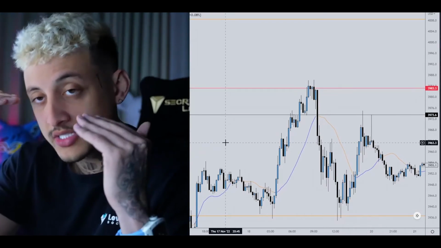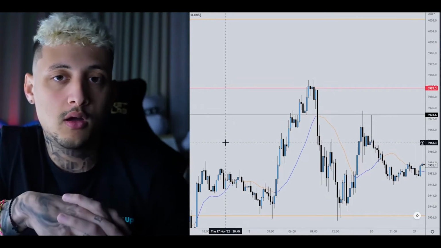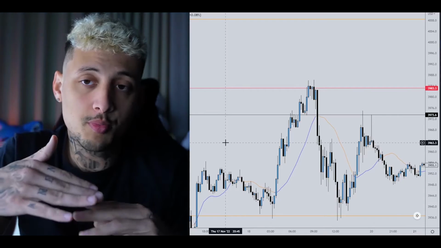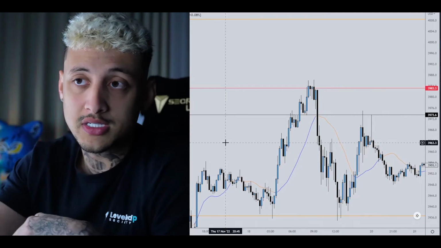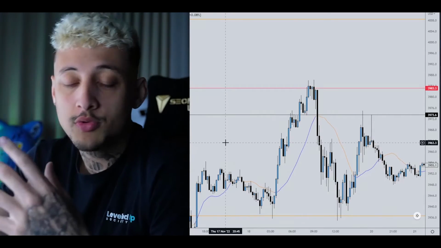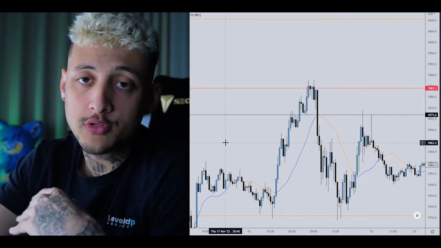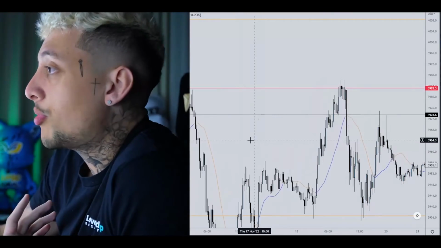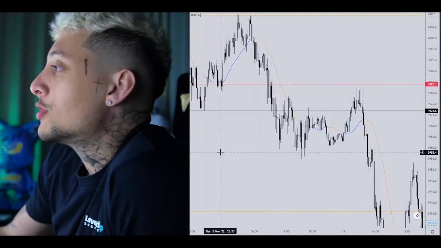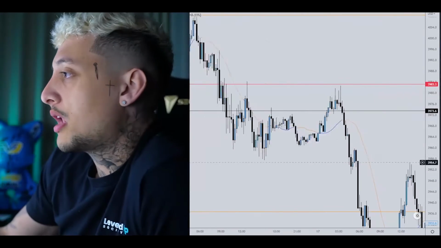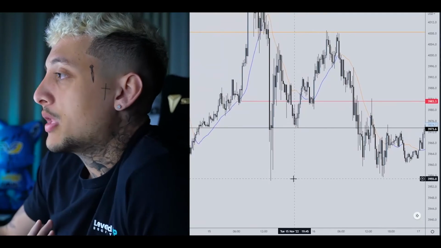Again, it's the general concept: your stop loss when you're buying goes under support, and your take profit goes to your next resistance level. Vice versa when you're selling, your stop loss goes above resistance, and your take profit is your next support level. Now, I'm trying to look for different setups along the lines of these breaks and retests.